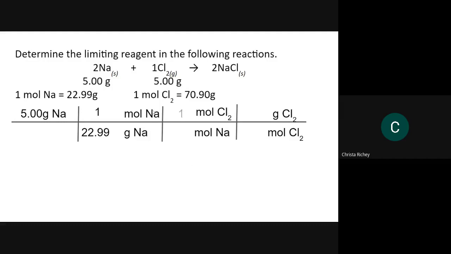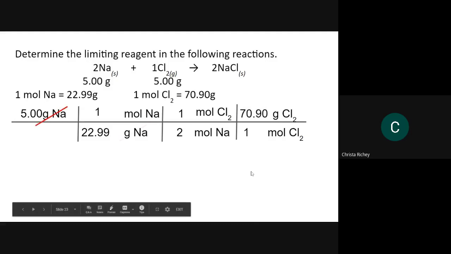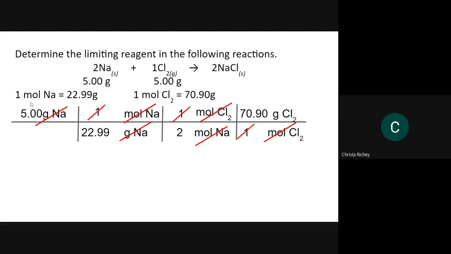Chlorine gets a 1. Sodium gets a 2. The mole gets a 1. The gram gets 70.90. I'm going to clean everything up real quick. And I'm going to do 5 times 70.90 divided by 22.99.